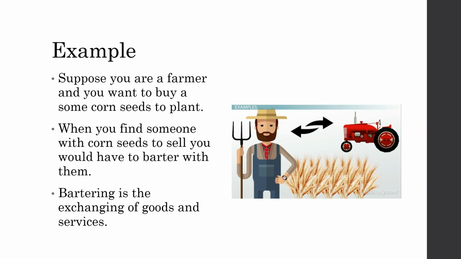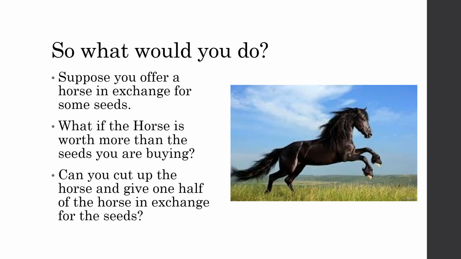When you find someone with corn seeds to sell, you would have to barter with them if you didn't have money. Bartering is simply exchanging goods and services for goods and services, so there wouldn't be any money at that point. It also can be negotiating, but that's another discussion. So what would you do? Suppose you offer a horse in exchange for some seeds. Well, a horse is worth much more than the seeds that you're trying to buy.